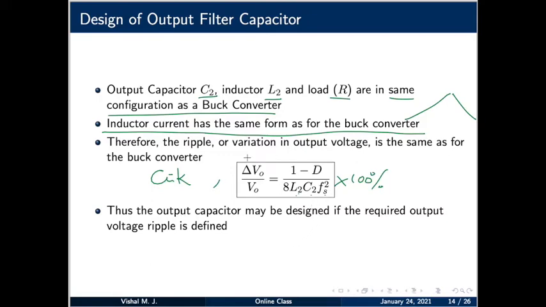Once the allowable output voltage ripple is specified by the user, which will usually be less than 1%, then we can derive the value of C2 if we know the value of L2. So, this is how the output filter capacitor is selected, but to do that we need to know the value of L2. Now, our task is to find out L2. Similarly, L1 also is needed. Now, let us get into that.